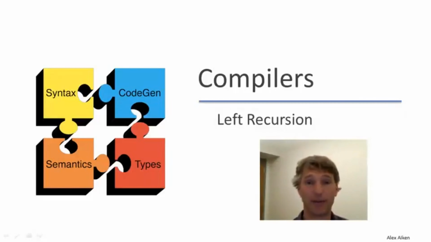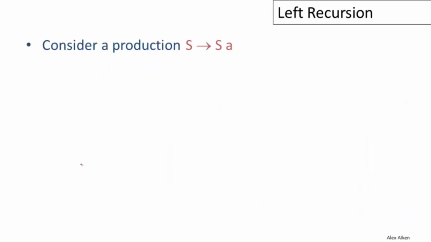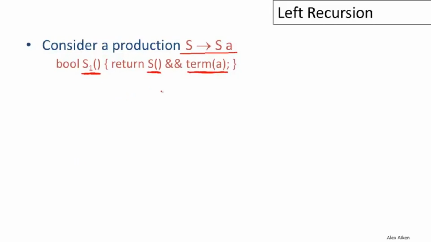In this video, we're going to talk about the main difficulty with recursive descent parsing, a problem known as left recursion. Let's consider a very simple grammar that consists of only one production. S goes to S followed by A. So the recursive descent algorithm for this production is the following. We just have a function called S1 for the first production of S. And it's going to succeed if the function S succeeds, and then after that succeeds, we see a terminal A in the input stream.